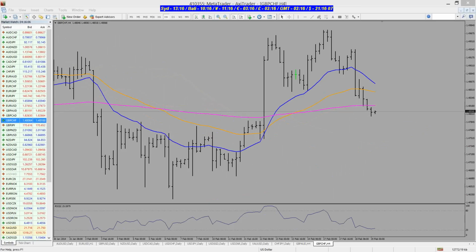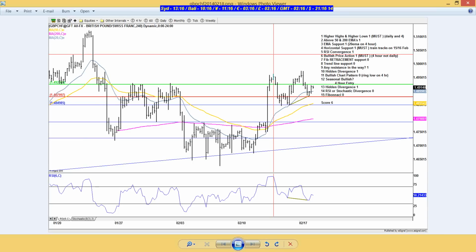I think I have this wrong. Okay, well, again, you need to be looking at the daily first and then doing your analysis on that. Daily and the 4 hour above the moving averages. Horizontal support.